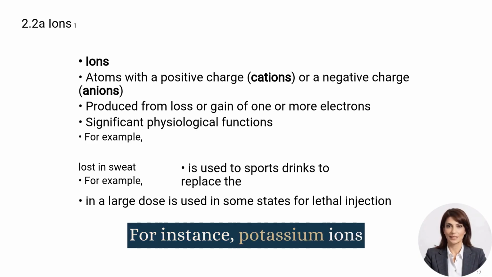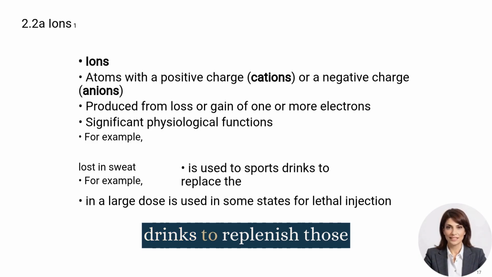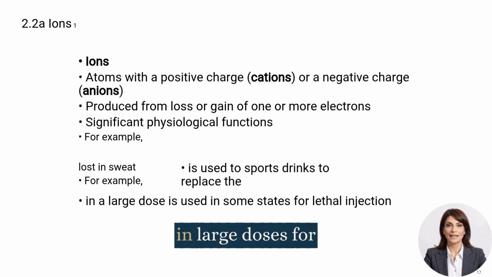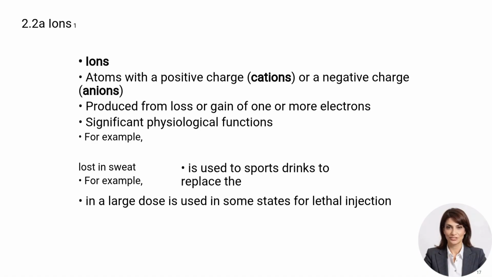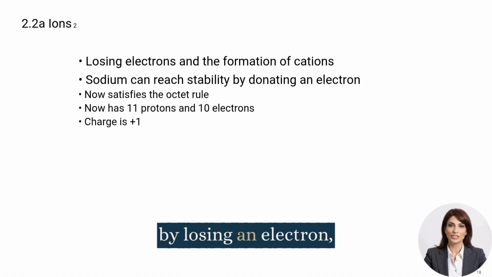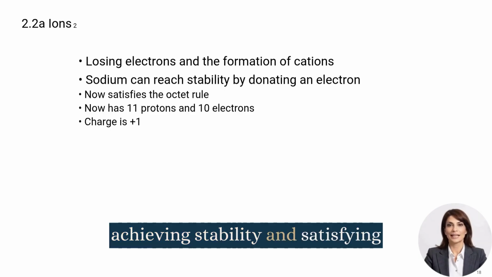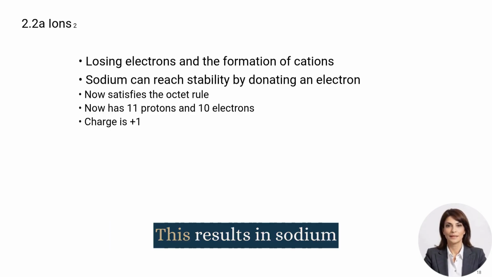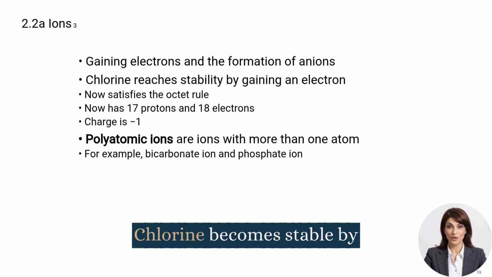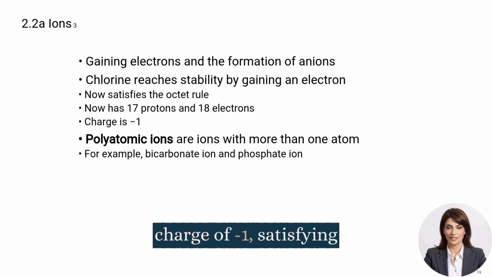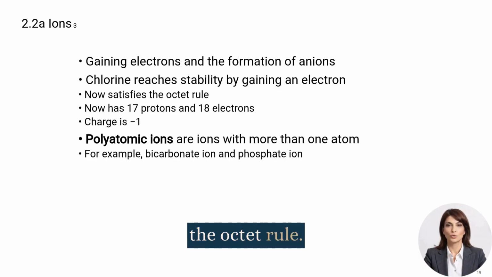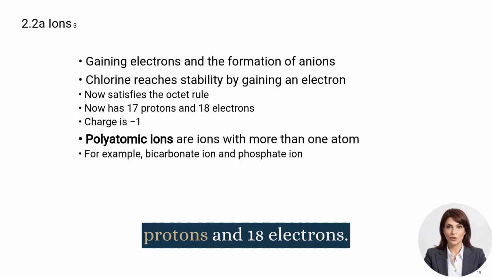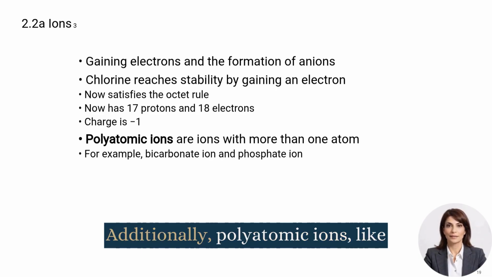For instance, potassium ions are used in sports drinks to replenish those lost in sweat, and in large doses for lethal injections. Sodium forms a cation by losing an electron, achieving stability and satisfying the octet rule. This results in sodium having 11 protons and 10 electrons, giving it a +1 charge. Chlorine becomes stable by gaining an electron, forming an anion with a charge of -1, satisfying the octet rule. It now has 17 protons and 18 electrons.